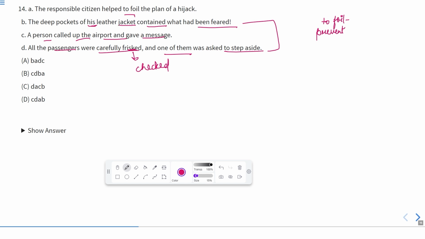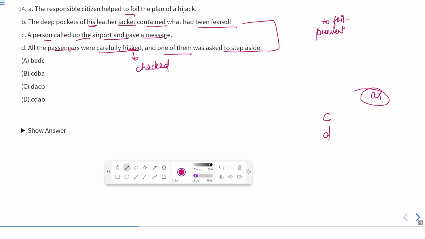Okay, according to this, A cannot be the first sentence. Also, if you see the options, A is not the sentence which is beginning the sequence, as you can see in all the options. So A cannot begin the sentence. Therefore, let us keep this sentence aside. Okay, the deep pockets of his leather jacket. Now, whose his refers to whom? Now let us see. A person called at the airport and gave a message. All the passengers were carefully frisked, and one of them was asked to step aside. So either C or D can make the sequence. So either C or D.